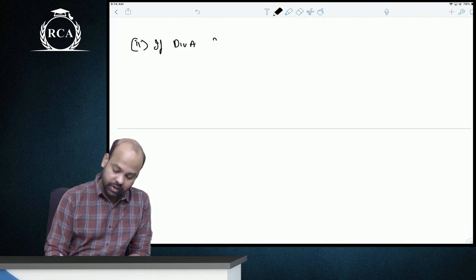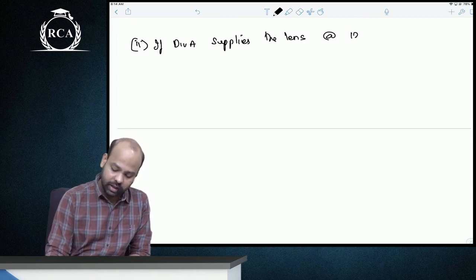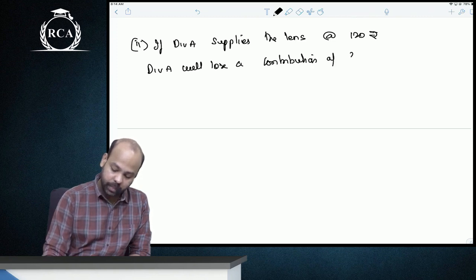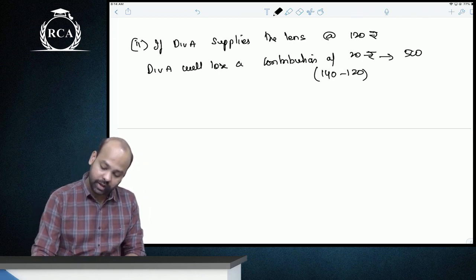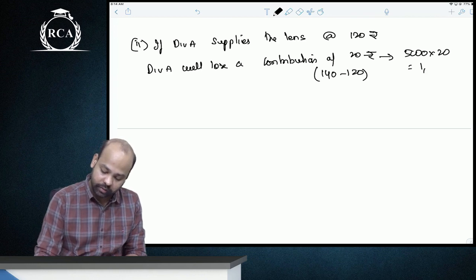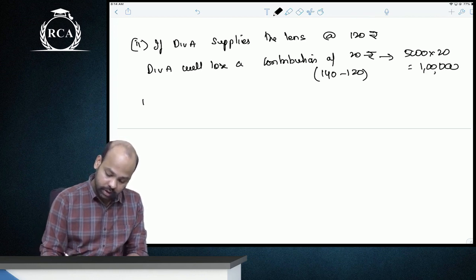If division A supplies the lens at 120 rupees, division A will lose a contribution of 20 rupees. Yes or no? 20 rupees, 140 minus 120. So overall, 5,000 into 20 is 1 lakh. Division A will lose 1 lakh.